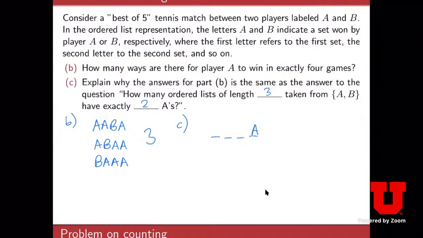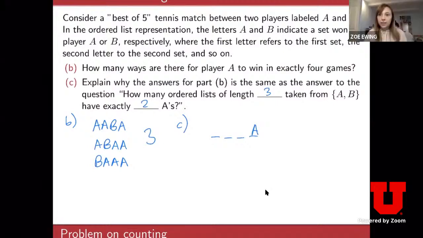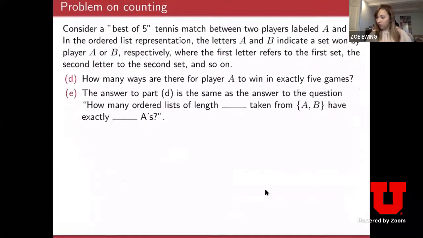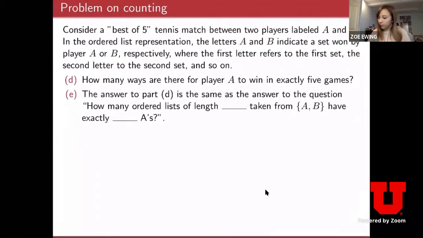So is that the reason why we cannot have something like AAAB? Yeah, exactly. Because then A would win after the 3rd game, so B actually wouldn't play again. The game would already be over. Okay, does that make sense to everyone? Yeah. Okay, our next 2 questions are really similar.